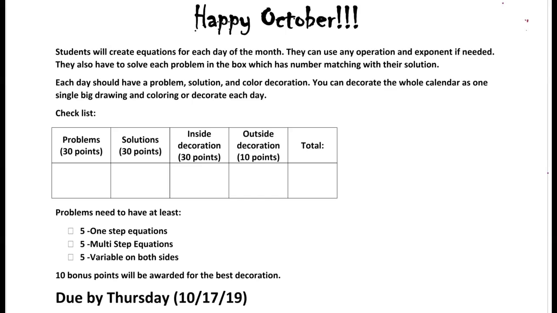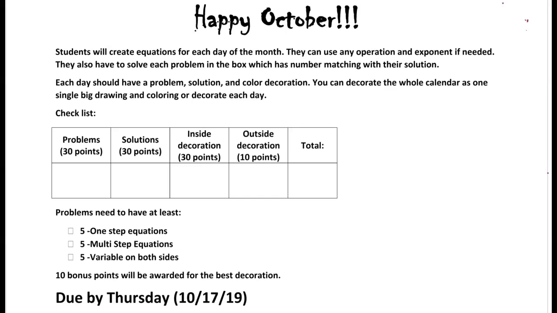Okay, so you need a handout, this handout, Happy October project, and also a blank sheet of paper. It can be printing paper or line paper. I'm gonna read the script from the handout. Students will create an equation for each day of the month. They can use any operation and exponent if needed. They also have to solve each problem in the box, which has the number matching their solution.